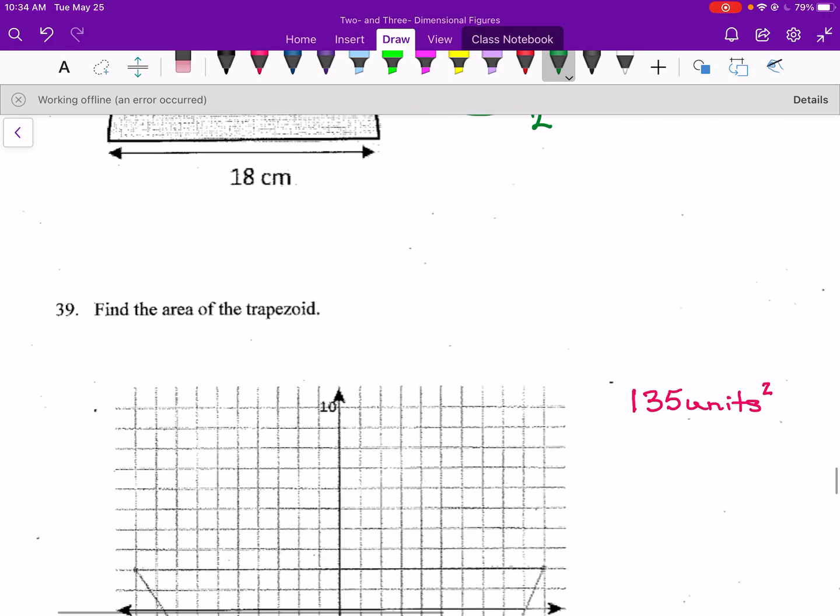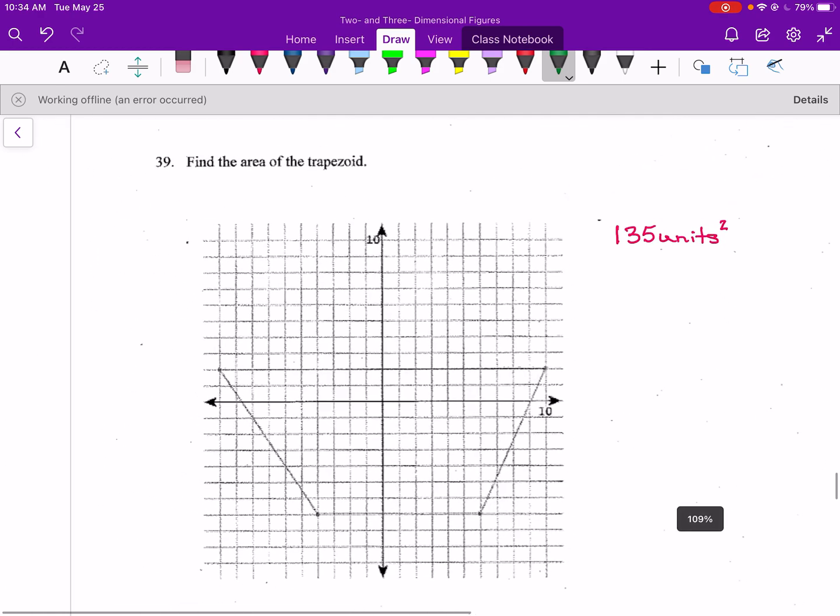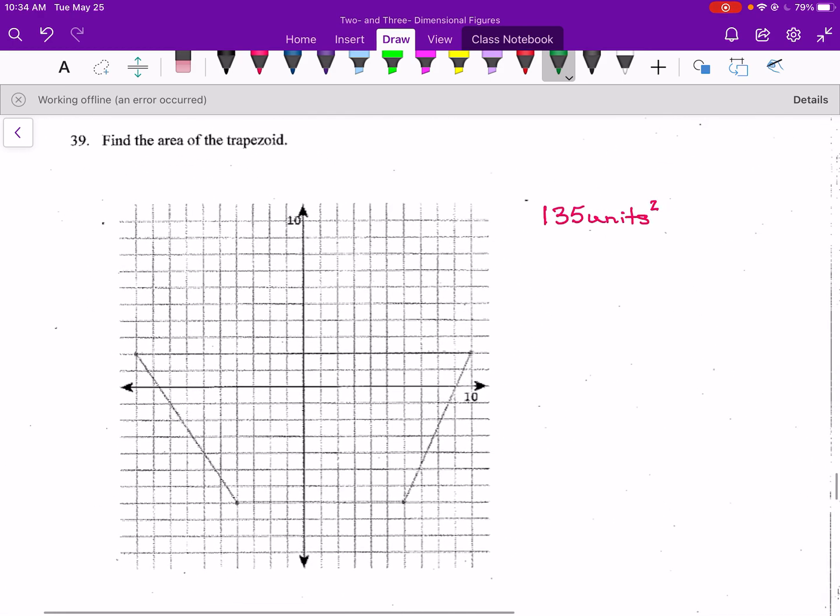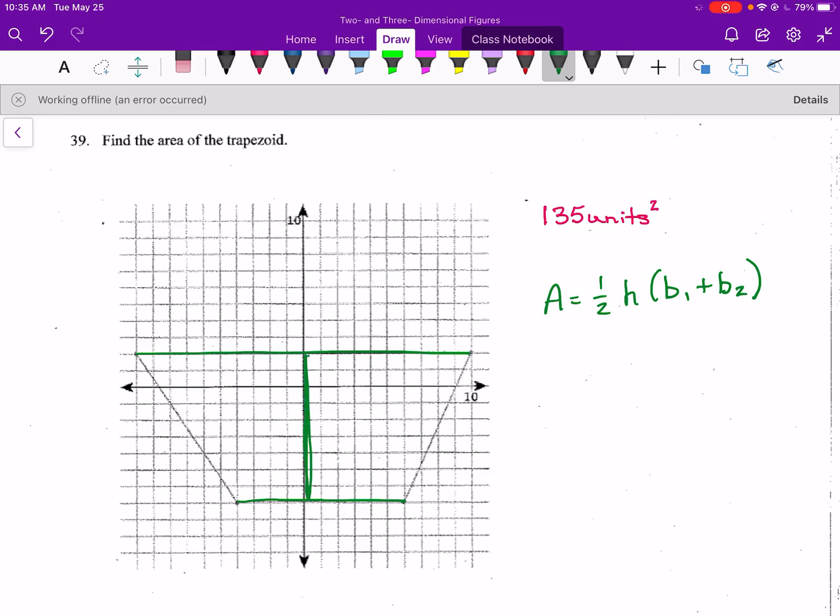Number 39 asks us to find the area of the trapezoid. You go to your formula sheet. Find the area of the trapezoid. It's 1/2 height times base 1 plus base 2. And then let's do some counting to find some lengths. Okay, first of all, height. That's that perpendicular distance between the bases. If you count that, you will find out that it is 9 units there.